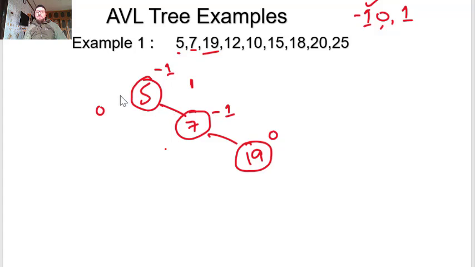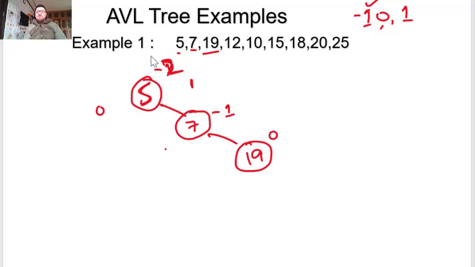Okay, now 5. 5 has left subtree 0, right subtree height is 2. So 0 minus 2, it is negative 2. Okay, now it's a problem. The 5 is in the problem. Now it is an imbalanced tree, so this is not an AVL tree, so we have to height balance it. How do we do it? By rotation.